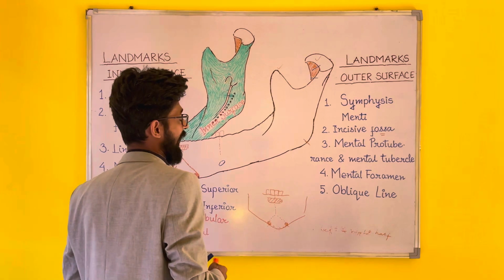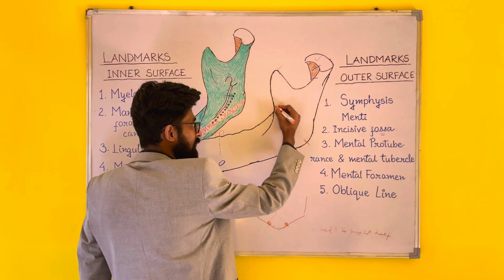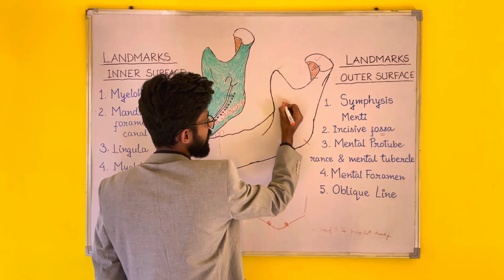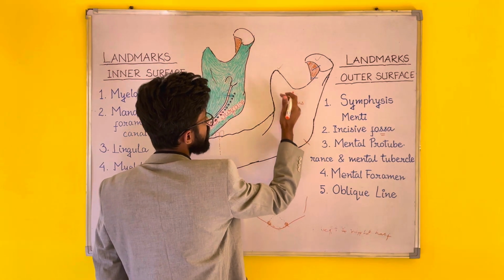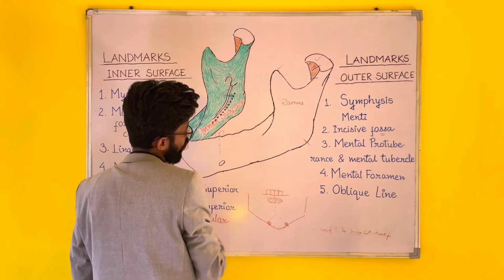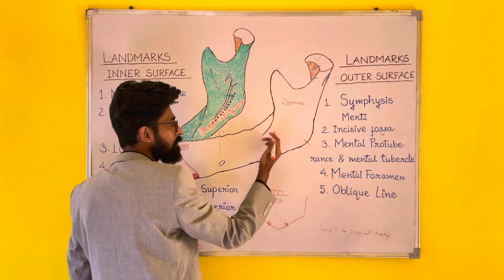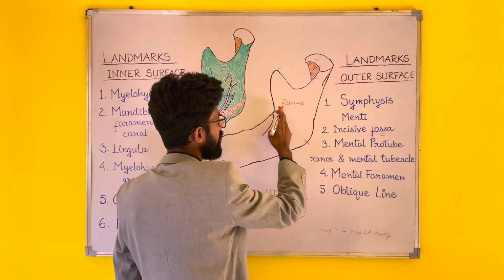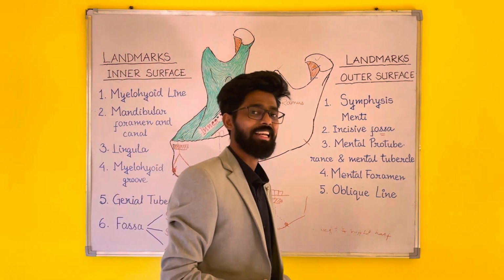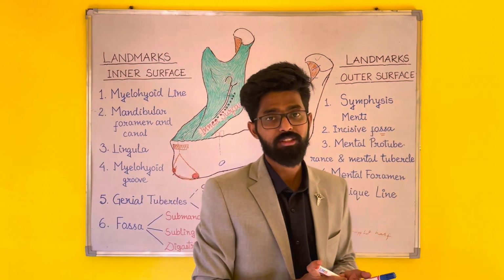Next is the oblique line. So what is the oblique line? The oblique line is the continuation of the anterior border of the ramus of the mandible. This is the ramus, right? The sharp anterior border of the ramus of the mandible continues downwards and forwards into the body of the mandible. This is the body of the mandible, this is the ramus. This continuation is called the oblique line, right? So is it clear till here? These are the 5 landmarks on the outer surface.